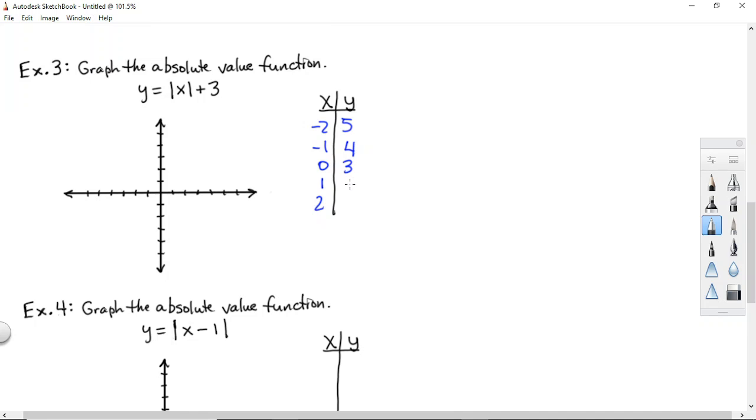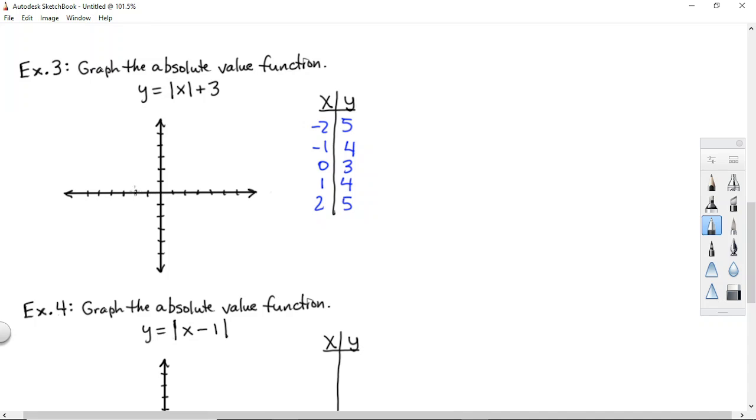And the absolute value of 1 is 1, plus 3 is 4. The absolute value of 2, when we put in for x, that absolute value is just 2, and plus 3 is 5. So we have these points.